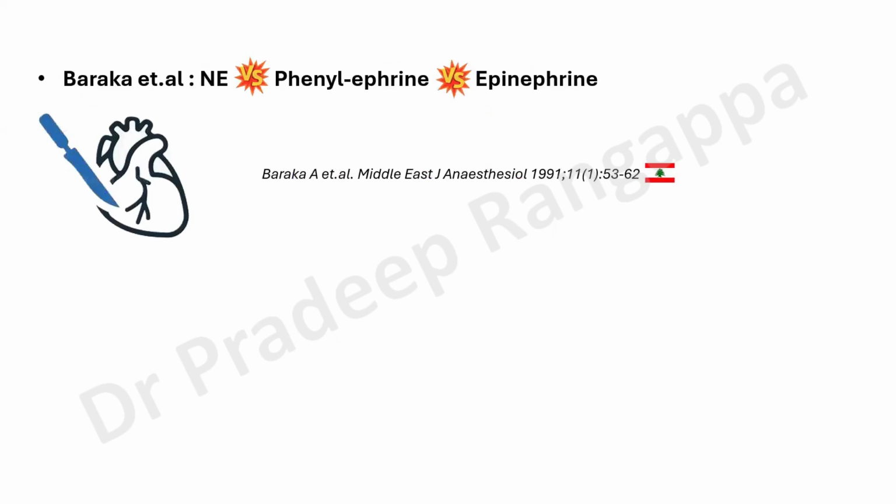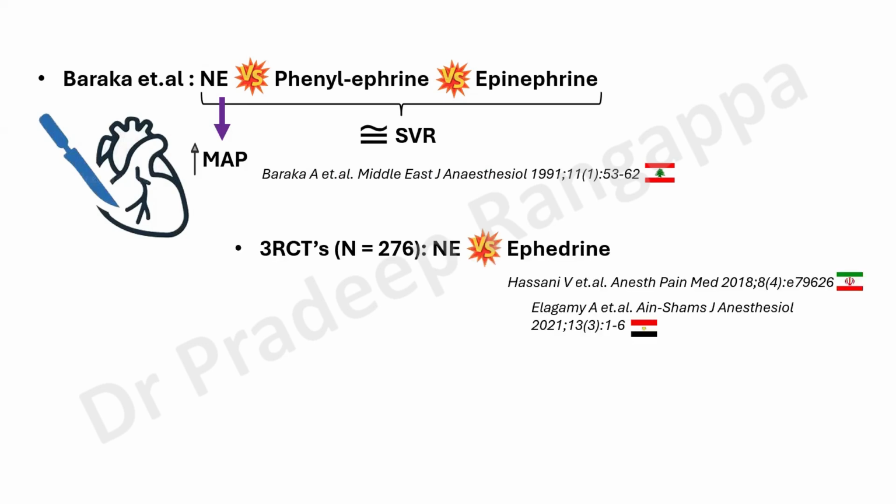So then we had this particular study which came from Lebanon where they looked into cardiac surgery patients, Baraka et al., where they compared norepinephrine versus phenylephrine with epinephrine, and they found all 3 were effective with regards to systemic vascular resistance, but the increase in MAP was better in norepinephrine. So again, all the studies tend to show signal favoring norepinephrine when compared to phenylephrine and epinephrine. And these were 3 randomized controlled trials of 276 patients comparing norepinephrine. So we saw norepinephrine compared with phenylephrine. We saw norepinephrine compared with phenylephrine and ephedrine and epinephrine.